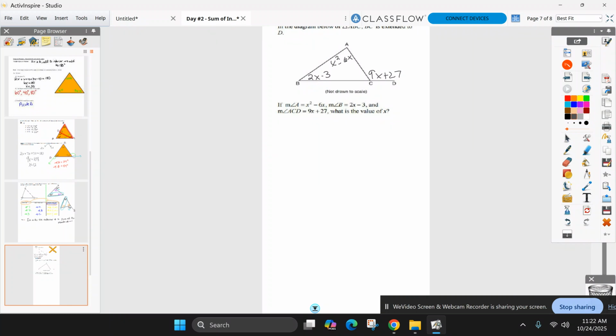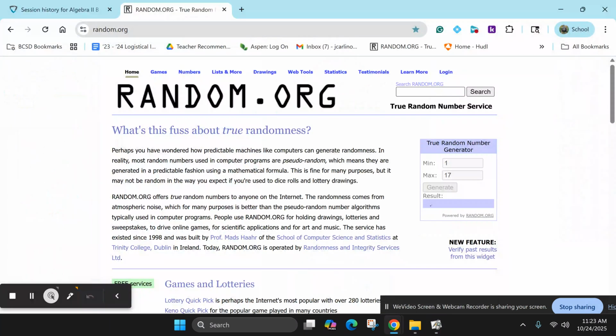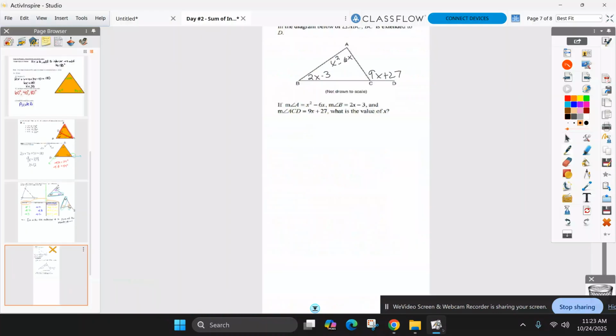I do not want you to go down this road. Nobody is finding angle ACB. You can't go 180 minus 9x plus 27. All right, we're not going down that road. Instead, we're going to use our theorem. Remind me of the theorem again. Exterior angle, which is what here? What's our exterior angle, Sophia? 2x minus 3 and x squared minus 6x. I was just looking for the exterior. What's the exterior angle in this one? 9x plus 27. And now go ahead. What's my two remote interiors? 2x minus 3 plus x squared minus 6x.